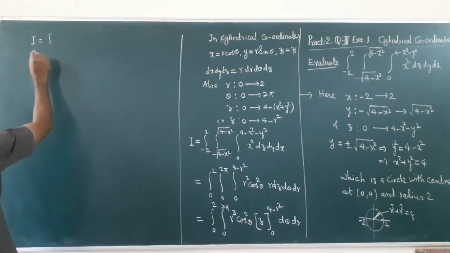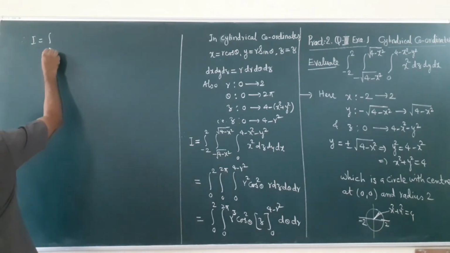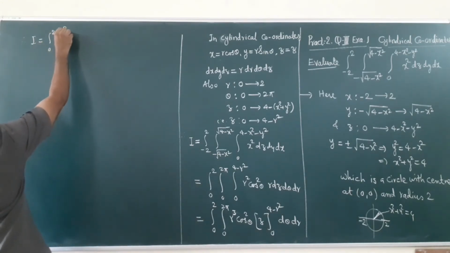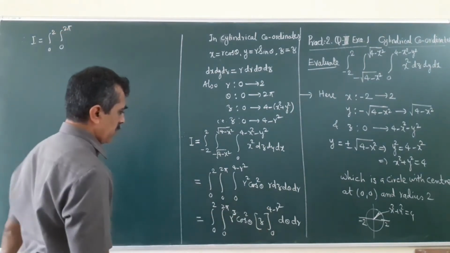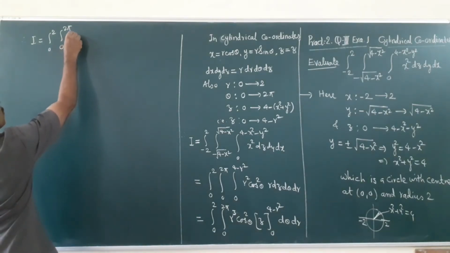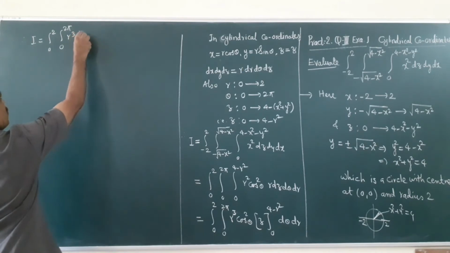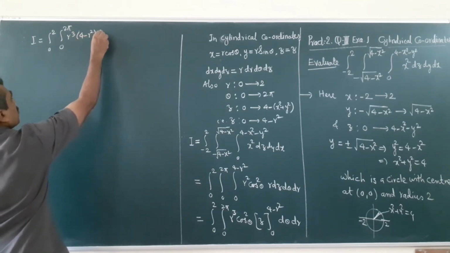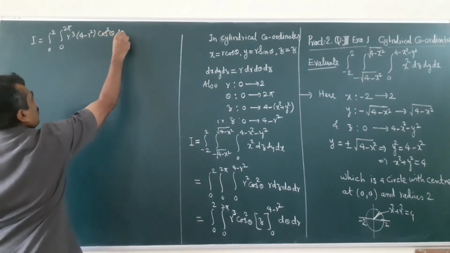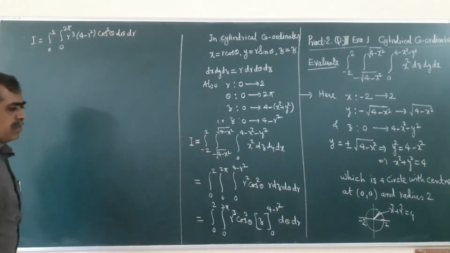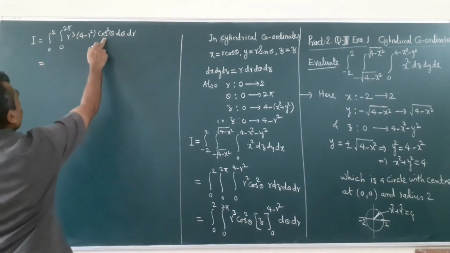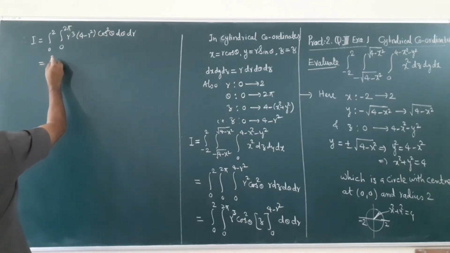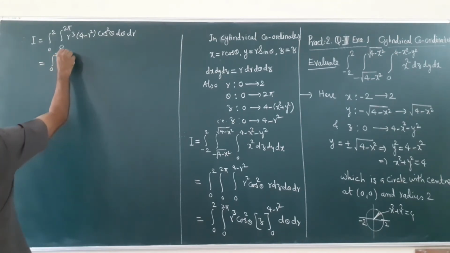Therefore I is equal to the integral from 0 to 2, 0 to 2 pi, this will be 4 minus r square, so r cube into 4 minus r square cos square theta d theta dr. Now what is cos square theta?